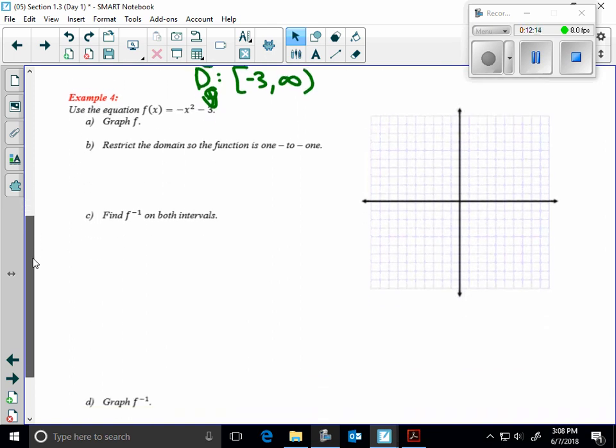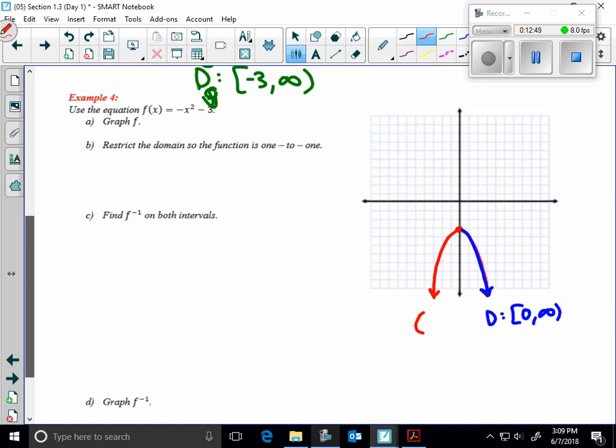So use the equation -x squared minus 3. Let's graph it. All right, so it's a parabola that's flipped over and shifted down 3. Okay, there we go. Okay, won't pass the horizontal line test, so restrict the domain so the function is 1 to 1. Okay, so let's restrict the domain. Let's just color this 2 different colors. So let's go to the domain here is greater than or equal to 0. The domain over here is less than or equal to 0.